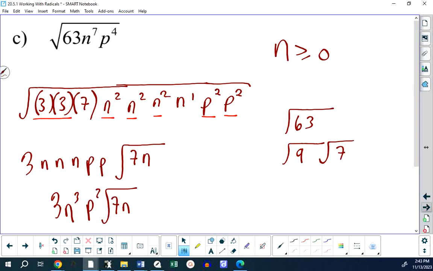Are there restrictions on p? No, because it's p to the 4. You're raising p to the 4 first, then you're taking the square root. So even if p were negative, when you raise it to the 4, it will become positive because 4 is an even exponent. There's a lot going on here. Any questions with the restrictions?